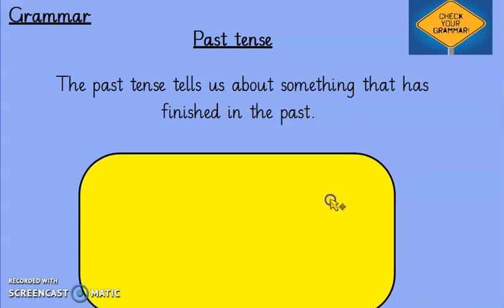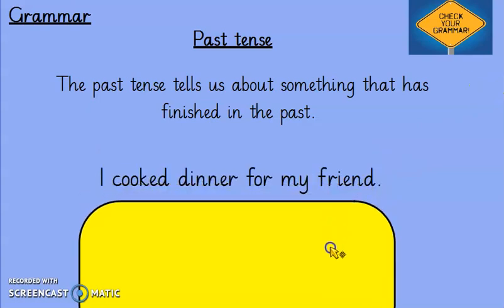So let's have a look at my examples today. I cooked dinner for my friend. So cooked is the past tense verb. I have the main root word here, and I add the suffix ed. Now, do you remember suffix? We looked at these a couple of weeks ago, and a suffix is a group of letters that go at the end of a word, of a root word or a main word. So cook is the root word and ed is the suffix. So I cooked dinner for my friend.